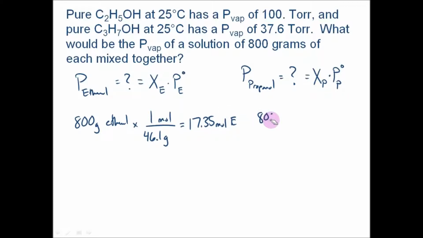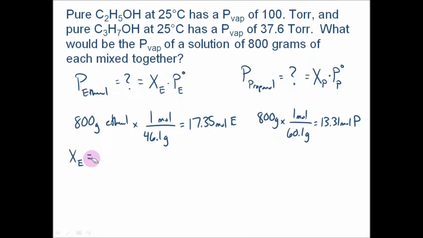And we'll do the same thing for the propanol. 800 grams of propanol. We're going to divide that by the molar mass of propanol. Molar mass of propanol I've already calculated. It's about 60.1 grams. And we're going to find that gives us 13.31 moles of propanol. Okay, so we've got our mole amounts. Now we can find our mole fractions.